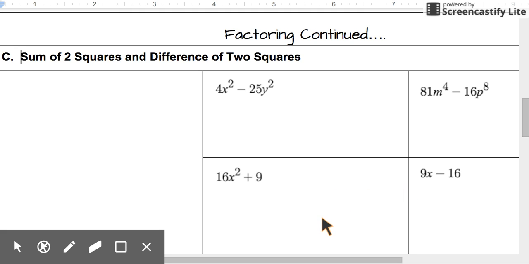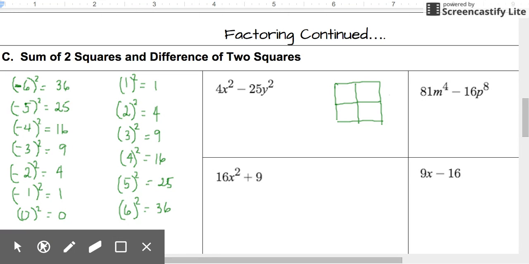Now, how do we factor sum of two squares and difference of two squares? First we have to review our perfect squares. So here's our list of a few perfect squares. We should be able to recognize perfect squares.